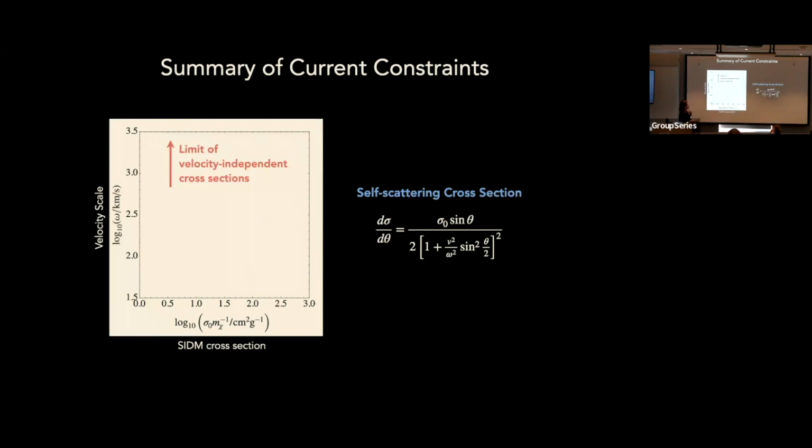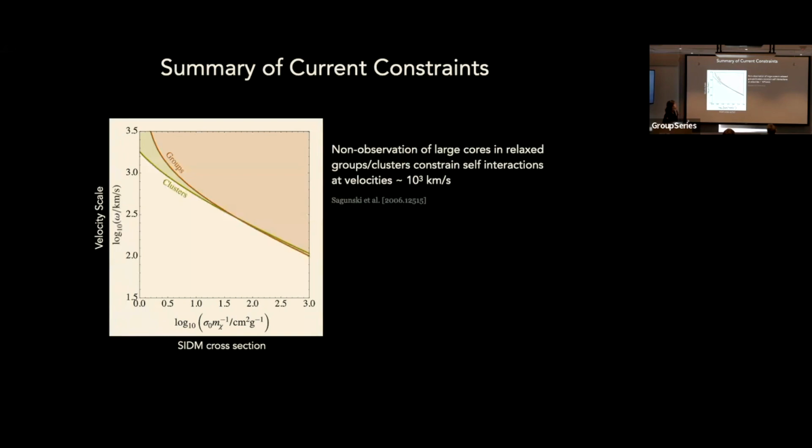So just to remind you, this falls out of our theory. The velocity scale is this parameter down here, and then the cross-section is the sigma naught up here. And the limit of velocity-independent cross-sections falls when you go up here, where that omega is really large. So what regions of this parameter space survive?